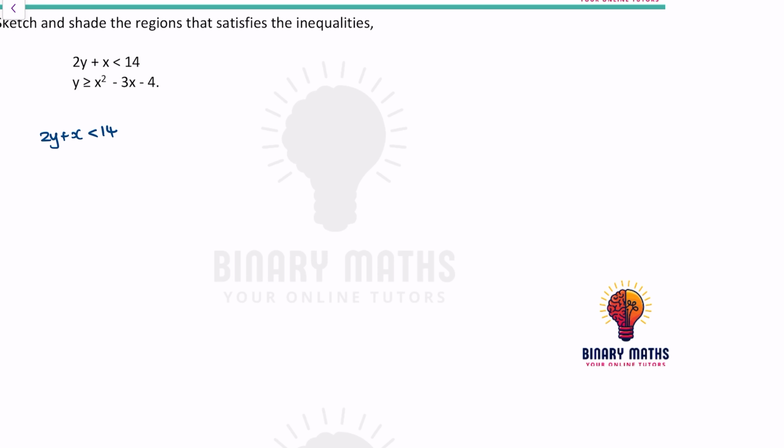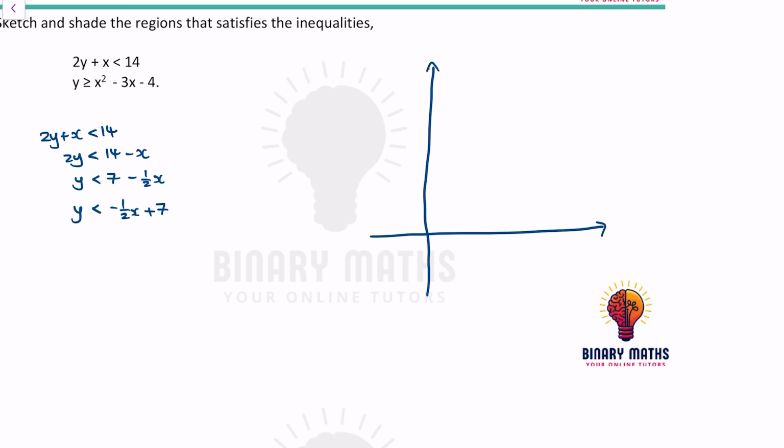So we can sketch this. 2y must be less than 14, take away x. If we divide by 2, y must be less than 14 divided by 2, which is 7, take away half x. Okay, we want it in the correct form, mx plus c, so it's minus a half x plus 7. If I were to sketch this, it's going through positive 7, here, this line. It's a negative half gradient.